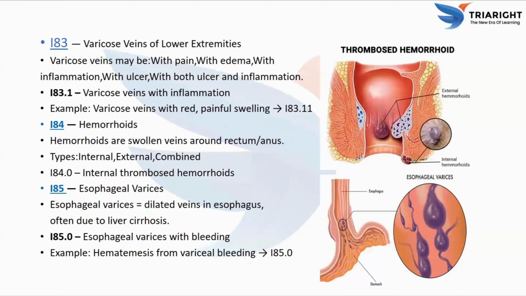So what is the subcode? I83.1. Whenever varicose veins with inflammation is diagnosed in the record, you have to assign the code I83.1.